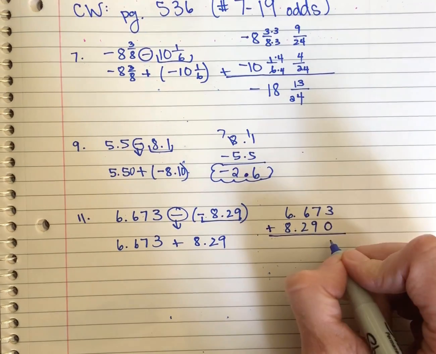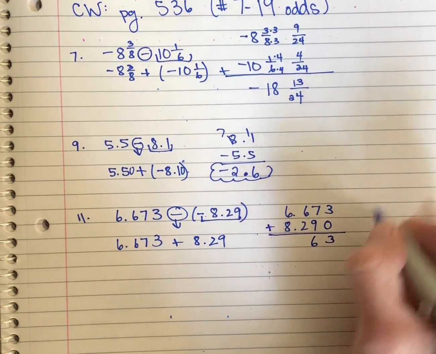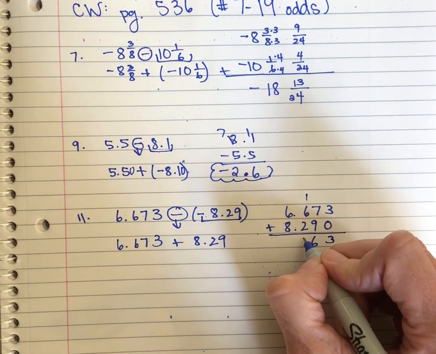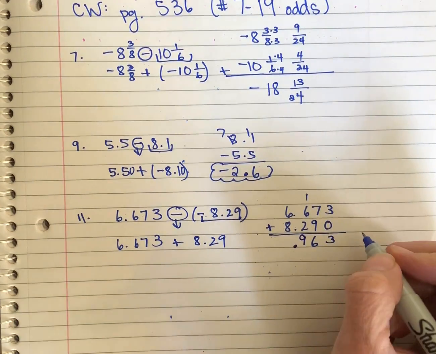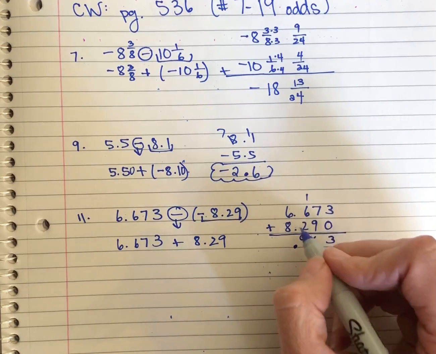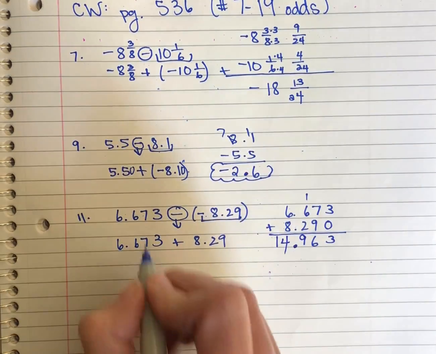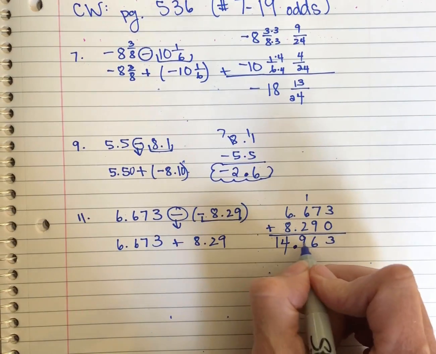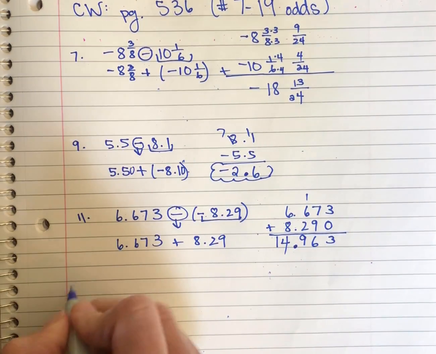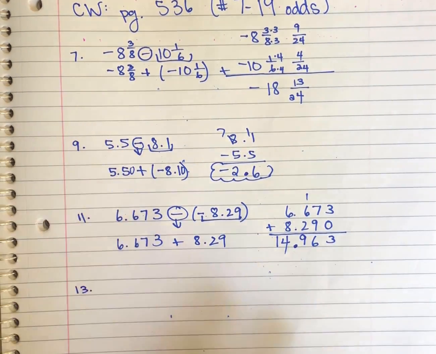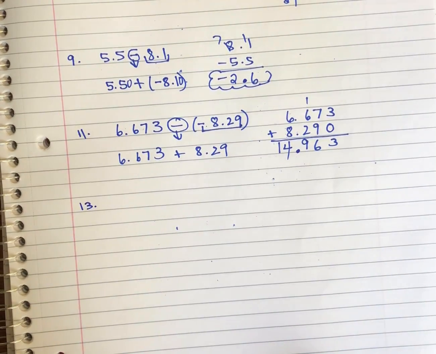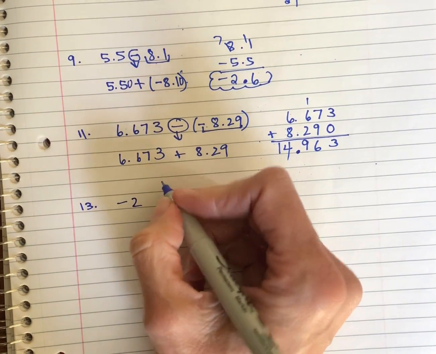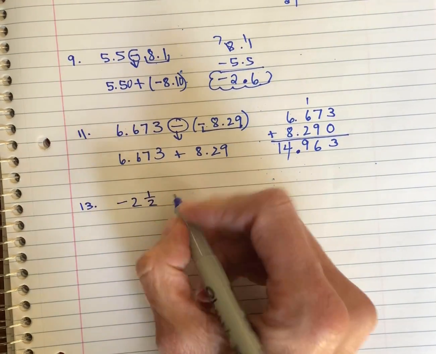Then we add 3 plus 0, 7 plus 3 is 16, carry the 1, 6 plus 1 is 7, plus 2 is 9, drop in our decimal point, and 8 plus 6 makes 14. And again, we were just adding 2 positive numbers, so 14 and 963 thousandths would be our final answer. Number 13. Okay, 13, we're finding the distance between 2 given values.